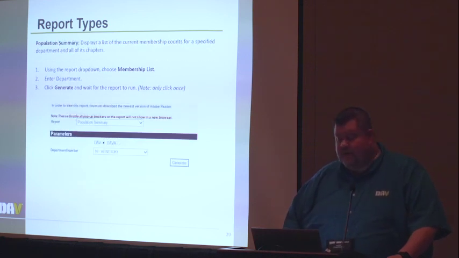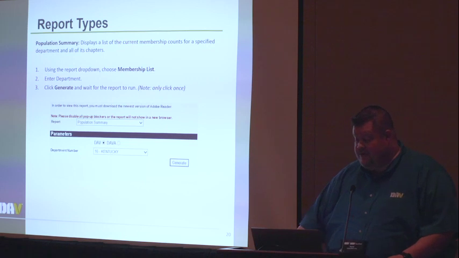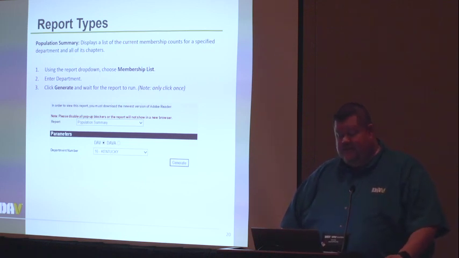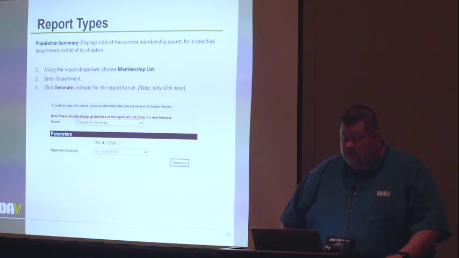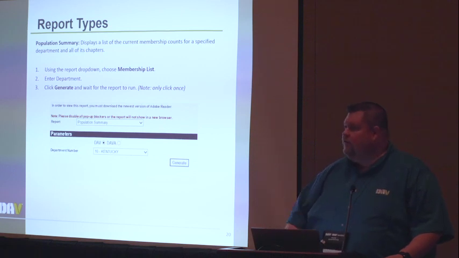Okay, the population summary. If you want to know how many members you still need to recruit, this is where you find it out. It displays the list of all the current membership counts for a specified department and all its chapters. If you're pulling the option for your chapter, obviously, it'll be specific to your chapter. Again, make sure the pop-up blocker is off. Down at the bottom, it should say population summary. So choose population summary, generate, and your department membership folks can see the goals for all of your chapters.